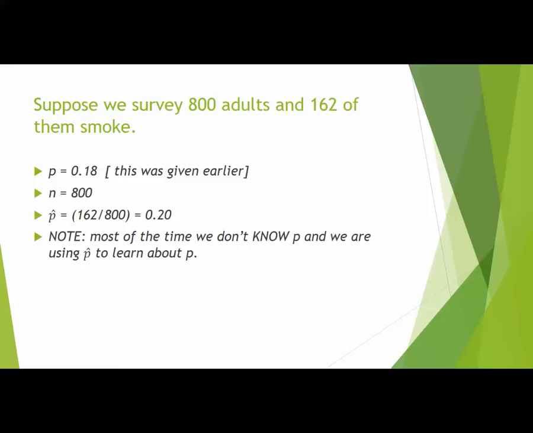So suppose we survey 800 adults and we found that 162 of them smoke. Then P is 0.18. That was given, that 18% of all US adults smoke. N is 800. That's the number of individuals in our sample. And P hat is 162 out of 800, which is about 0.20. That's the sample proportion, or rather the proportion of our sample who smoke. So of our 800, about 0.20 of them, or 20%, smoke. And the whole point of the game is that most of the time we don't know P, and we're going to use P hat to learn about P later, not today, not in this screencast.